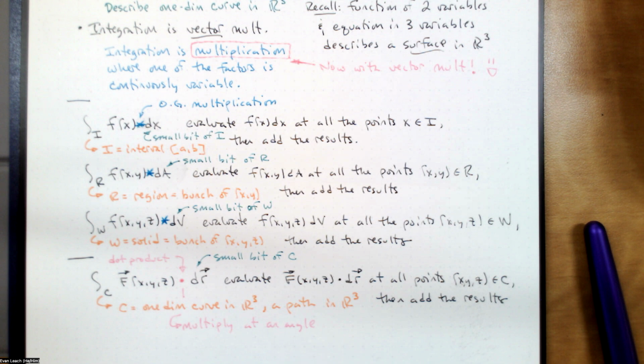We need to understand what this vector field is, capital F at x, y, z. We need to understand how to parameterize a one-dimensional curve in three-dimensional space so that we can perform this multiplication, so that we can add up all these dot products and then figure out what this represents. So when we start thinking about applications of vector calculus, we want to think about what the applications of the dot product are. When do we want to multiply at an angle?